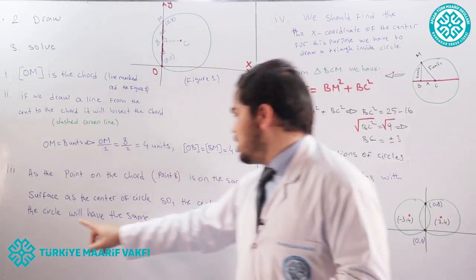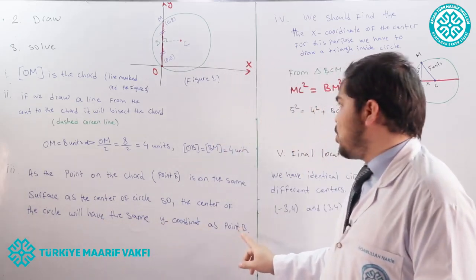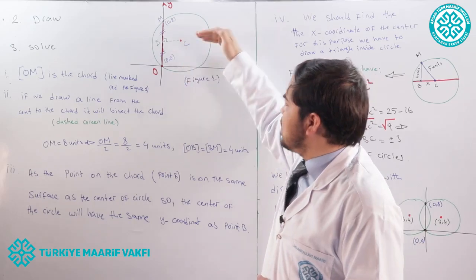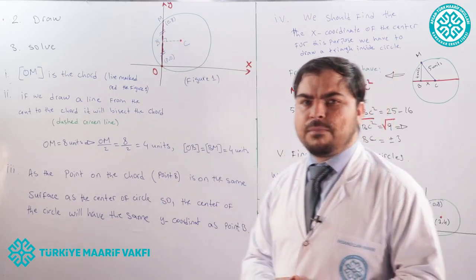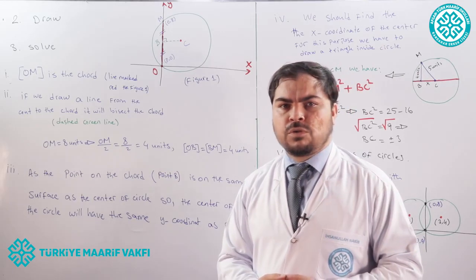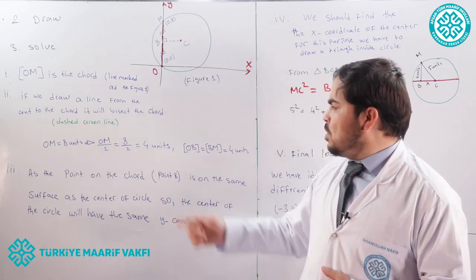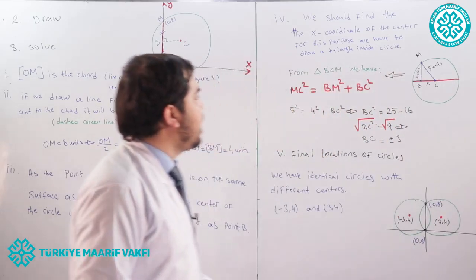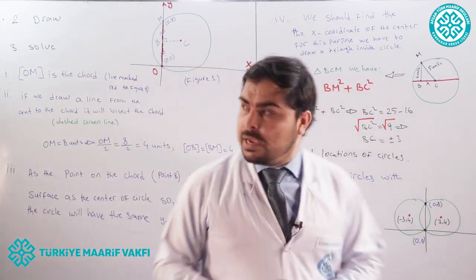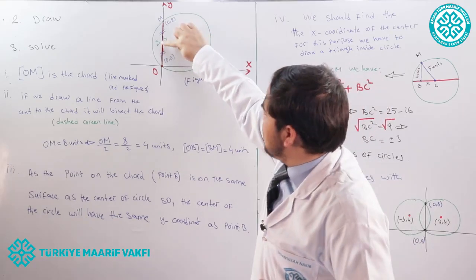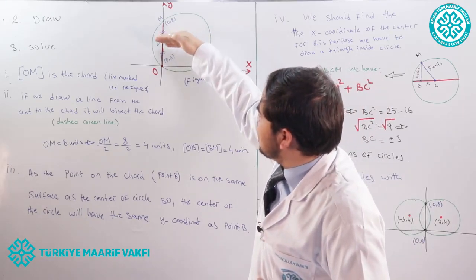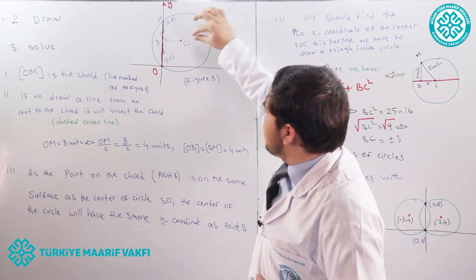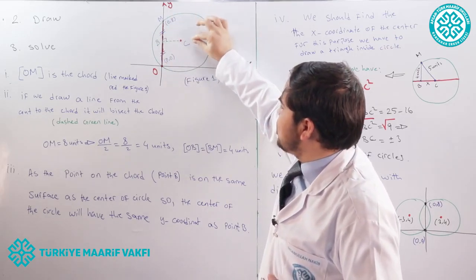So the center of the circle will have the same y coordinate as point B. The y coordinate of B is equal to the y coordinate of C because they are coplanar, located on the same plane. So the y coordinates of both points are the same. As we know, the y coordinate of B was 4, so C is also 4. Point B is 4 because it's the middle of 0 and 8. So the y coordinate of C will also be 4.